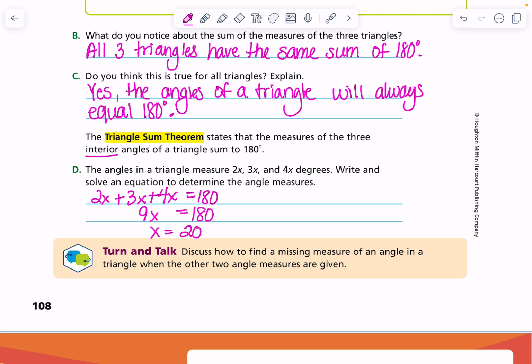So now I need to know the angle measures. So if the first one is 2x, 2 times 20 is 40. So that one's 40 degrees. 3 times 20 would be 60 degrees. And 4 times 20 would give me 80 degrees. Okay, moving on to the next one.